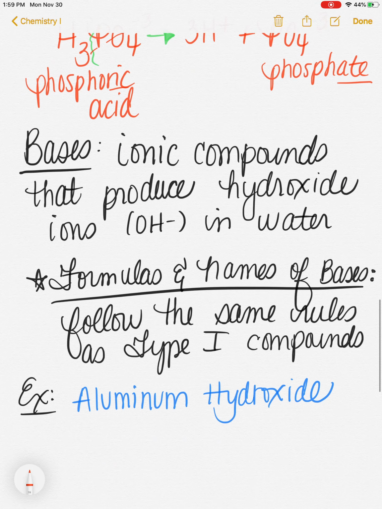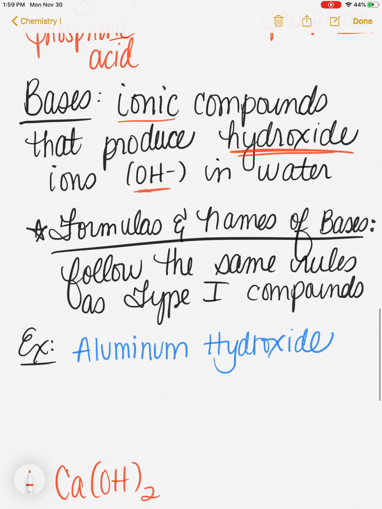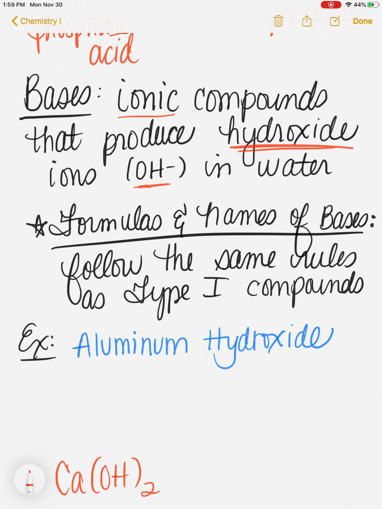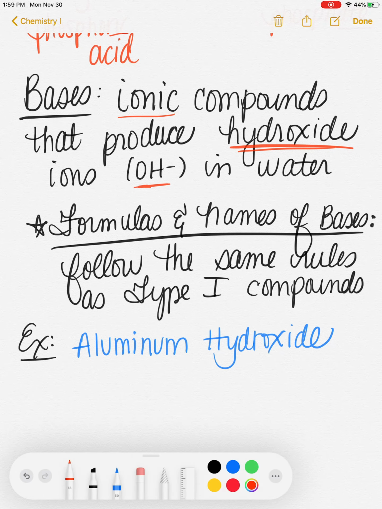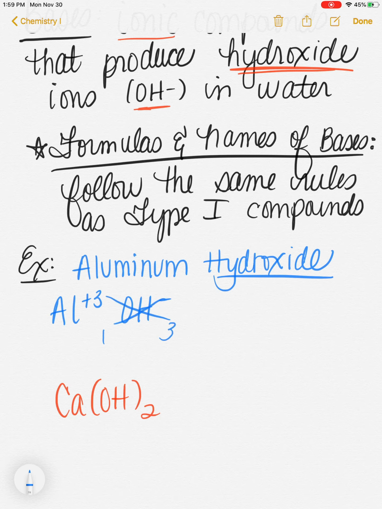Bases are a little bit more straightforward. Bases, again, are ionic compounds, but they will produce hydroxide ions in water. And remember, hydroxide is OH-. As far as the formulas and names go for bases, it's a lot simpler. There's just one rule. You follow the same rules as type 2 or type 1 compounds. So if I take a look at aluminum hydroxide, again, this is a base because it has hydroxide. Aluminum is the Al3+ ion. Hydroxide is OH-. So we crisscross here.